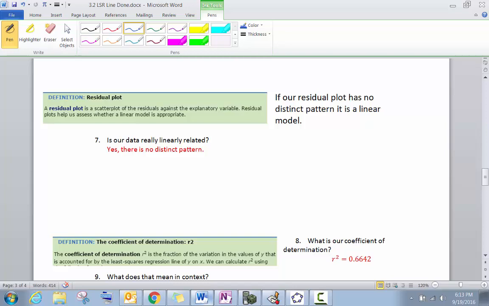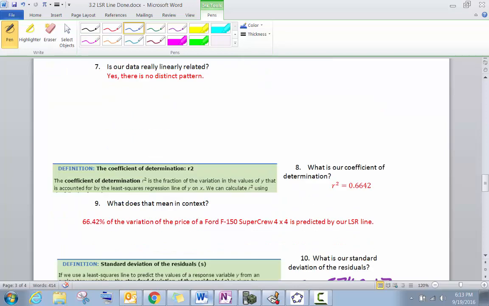So is it linear? Yes, there's no distinct pattern. We don't want a distinct pattern. Coefficient of determination, R squared. It tells us the percent variation of the Y value predicted by our line. So R squared is just our R value, our linear correlation coefficient, squared.